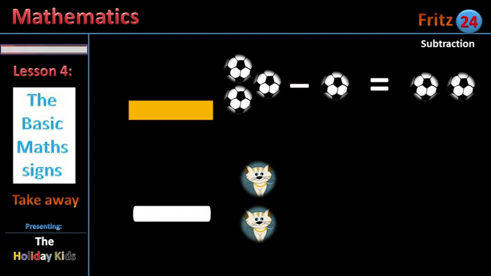Another example, 2 cats take away 1 cat. When you remove 1 cat from 2 cats, you are left with 1 cat. So this sign is the subtraction sign. It is also called minus or take away. Take away means to remove something, to remove.